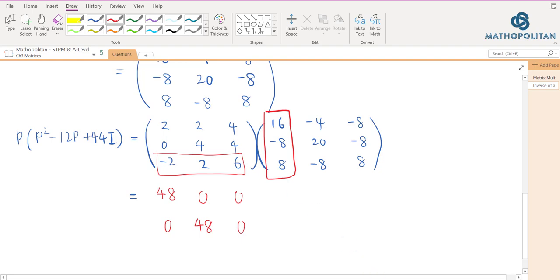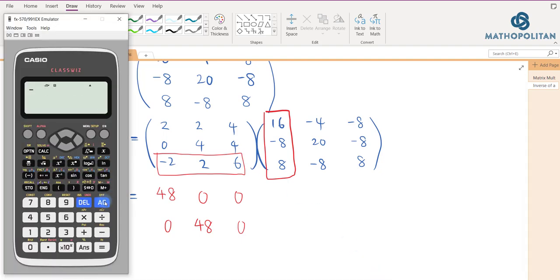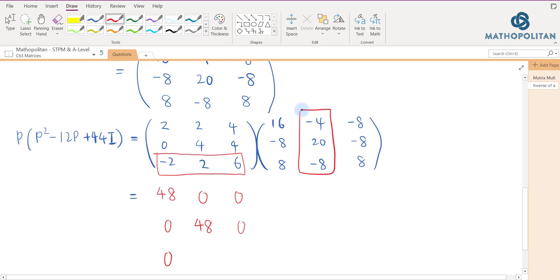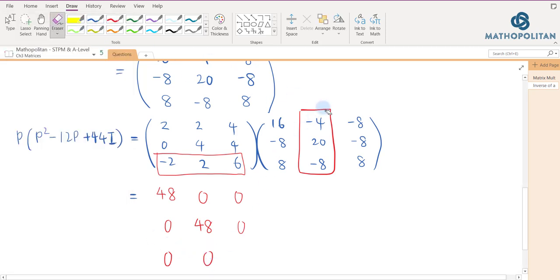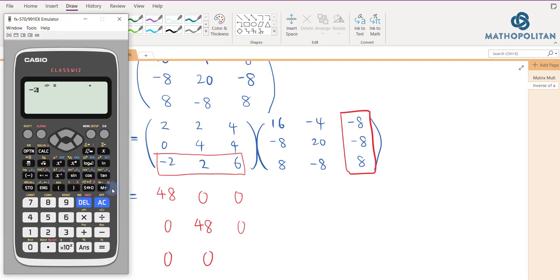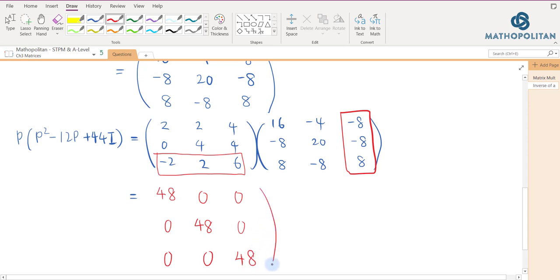And we move on to the last row, and we multiply it with the first column of the second matrix. So this will be negative 2 times 16 plus 2 times negative 8 plus 6 times 8. So that is 0. Then move on to the second column. So that's negative 2 times negative 4 plus 2 times 20 plus 6 times negative 8. So that is 0. And then finally, the last column here, we have negative 2 times negative 8 plus 2 times negative 8 plus 6 times 8. We get 48. And there we go.